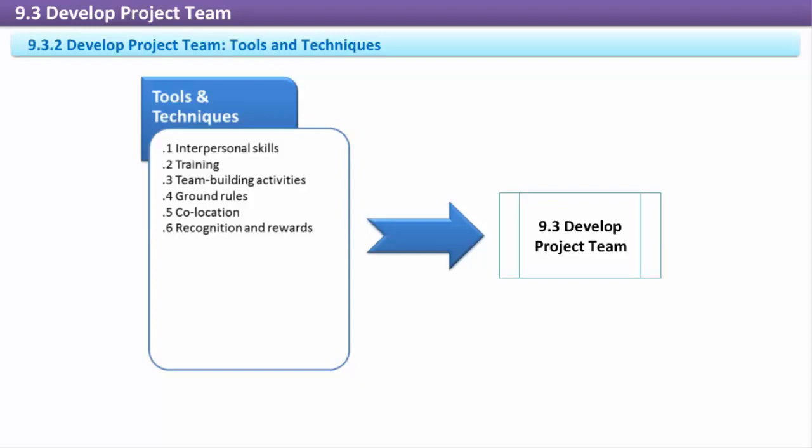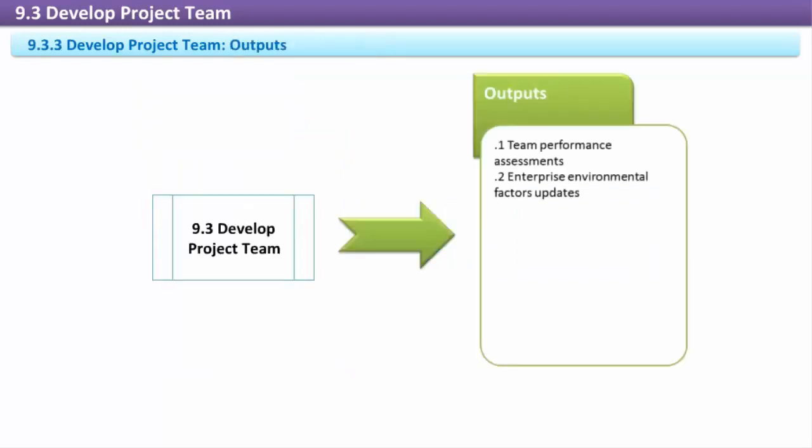Recognition and rewards. Recognition and rewards are the methods to reward desired behavior and discourage undesired behavior from the team members. Develop project team outputs. Team performance assessments. Team performance assessments measure the effectiveness of the overall team. These are really a measurement of how well the project management team is implementing the applicable components of the human resource plan. Enterprise environmental factors updates.